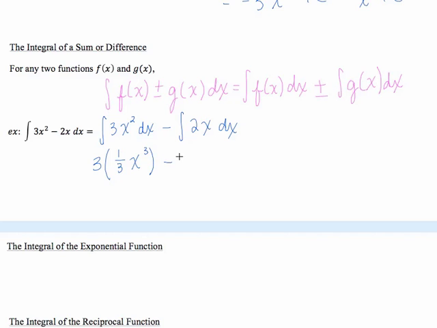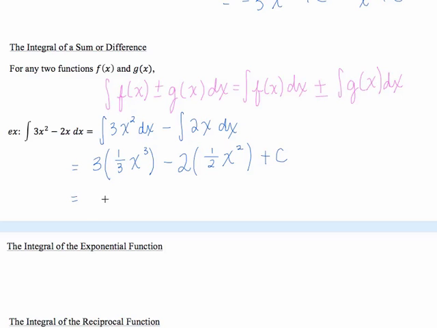So the minus 2 comes out front, and then the exponent on that x is a 1. We just don't write it, but it's a 1. So we add 1 to that to get 2. So by the power rule, it's 1 over 2 times x squared. And then we'll put our plus c at the end there.